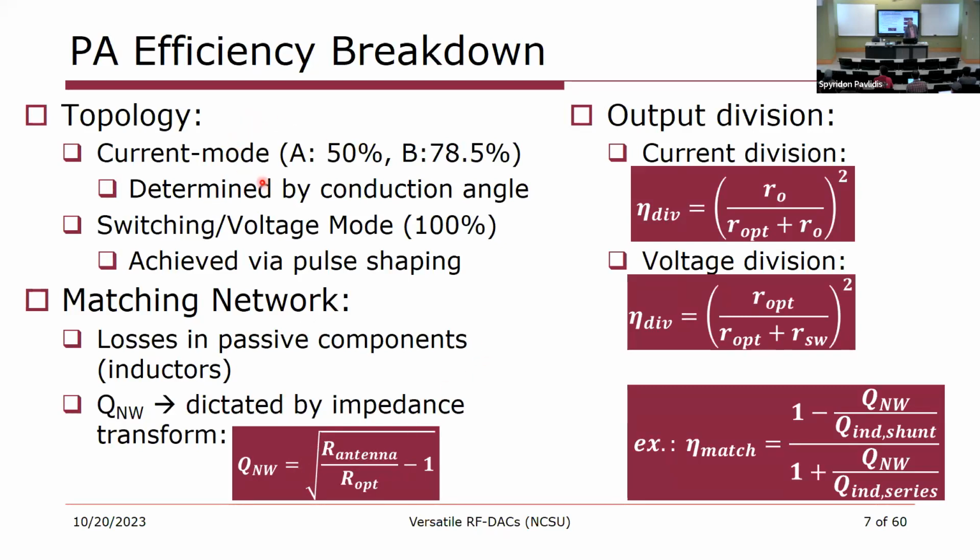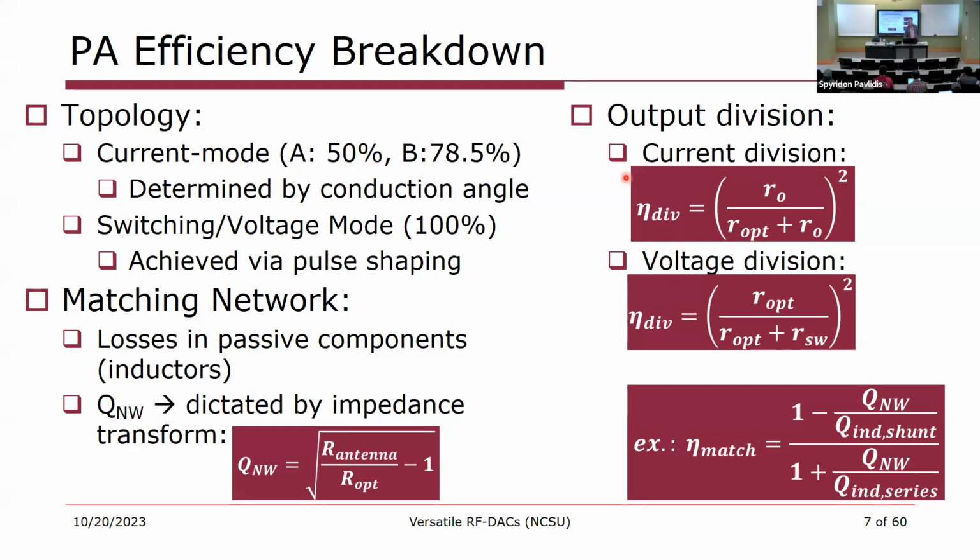From a topology perspective, this really just has to do with how we bias the transistor. If it's a linear amplifier, so the conduction angle, the topology for a class A gives us 50% efficiency. For a class B, 78.5% efficiency. AB is somewhere in between. Or we can use switching or voltage mode topologies that give us 100% efficiency, meaning that there's no power loss in the circuit, ideally.